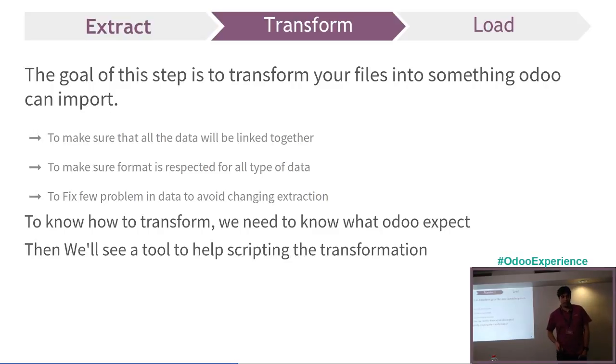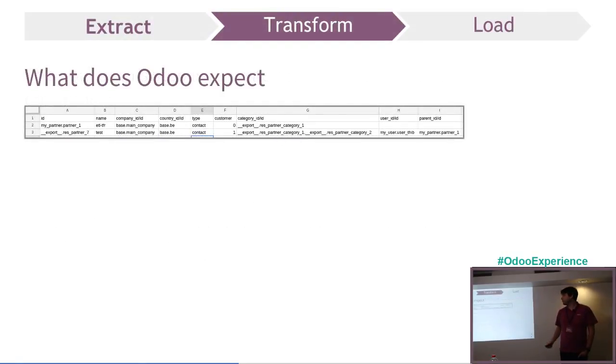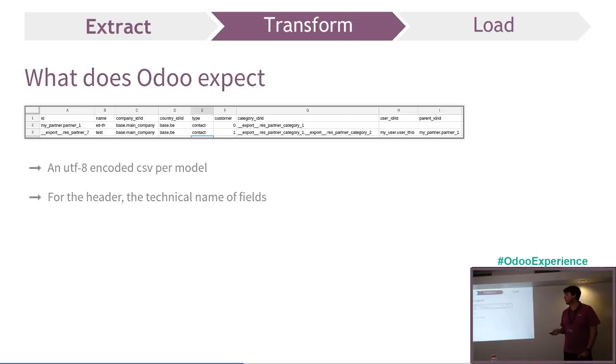So what does Odoo expect? It doesn't require an ID column, but if you don't have one, it will always create a new record. Then it's a UTF-8 encoded CSV per model. For the header, use the technical name. You could use the display name, but then it depends on the language, and it can be messy, so it's safer to use the technical name. In debug mode, you can see the technical name of each field.